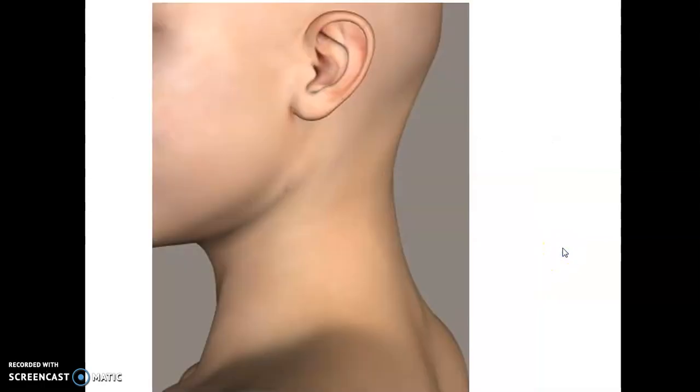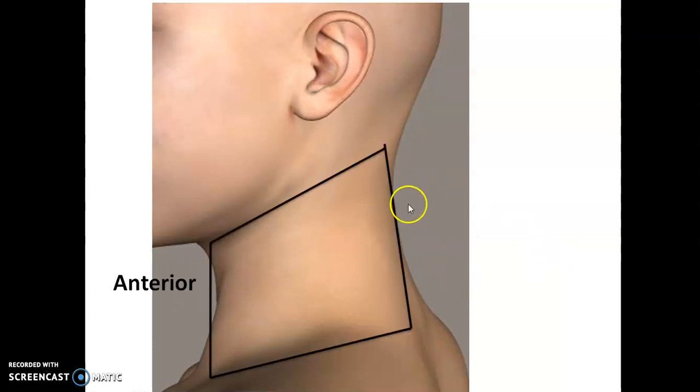Carefully observe. Coming to the neck, dimensions of the neck. In 3 dimensions, it is a cylindrical shape. On side profile, it is quadrangular in outline, having the following boundaries. This is the anterior boundary of the neck, which is short. This is the posterior boundary of the neck, which is longer. This is the superior boundary of the neck, which is formed by the mandible, and this is the inferior boundary of the neck, formed by the clavicle and the upper border of the scapula.